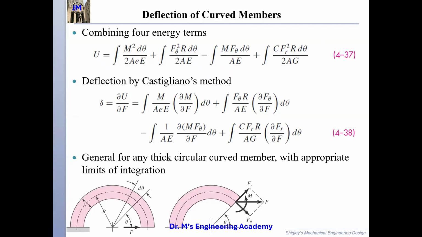So here, this is my centroidal axis, right? And usually my neutral axis is here.